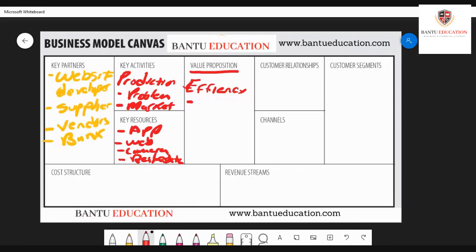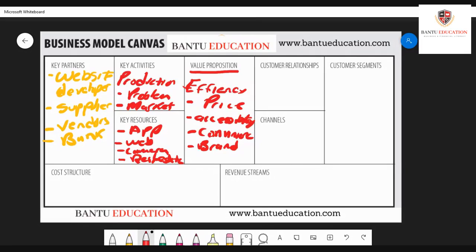What else? It could be price. So price could be a value proposition. Let's say accessibility could be a value proposition. Hopefully everybody understands that. What else? Convenience. Convenience could be a value proposition, or even a brand. Look at a company like Nike. The value proposition is brand. Apple, the value proposition is brand. And so that is value proposition.